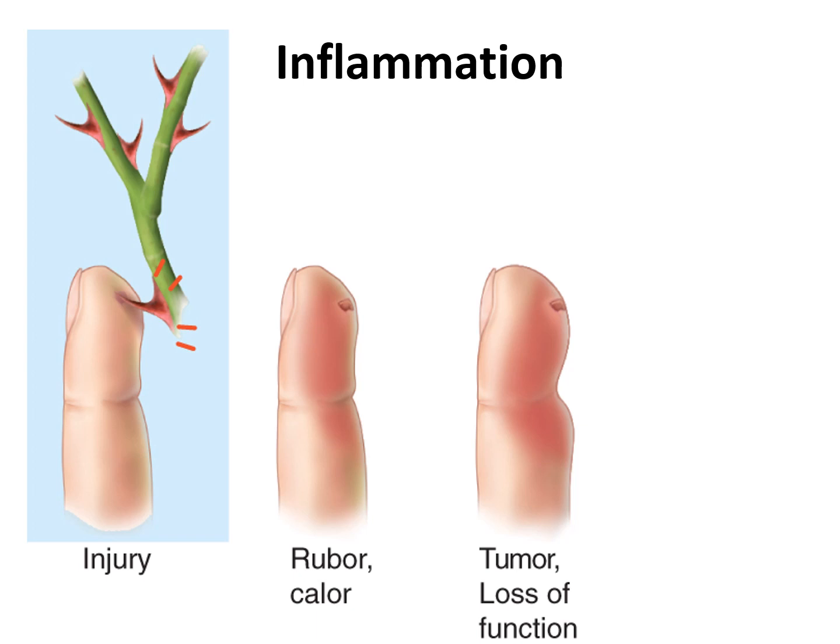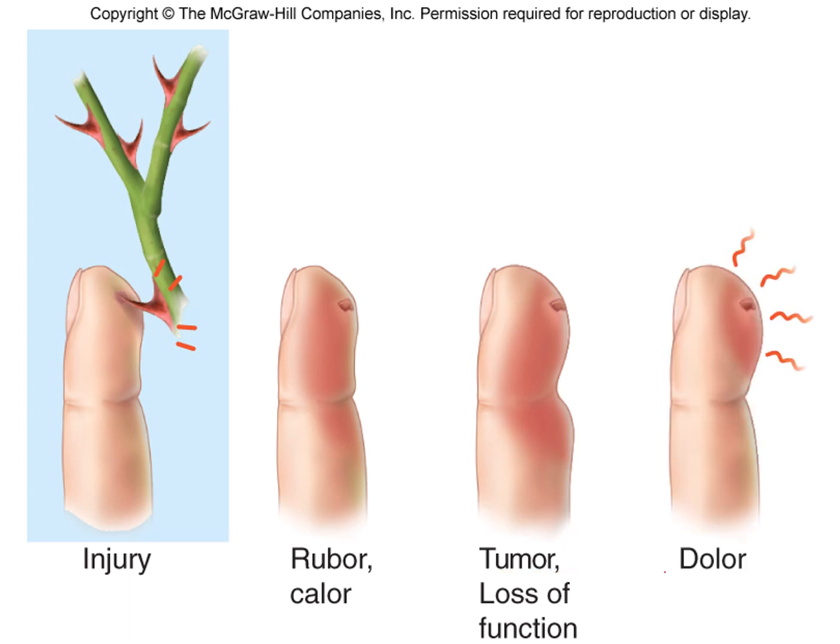The next sign of inflammation is tumor. Tumor means swelling. So that area that is inflamed will begin to swell. And the last sign is dolor, which is pain. So the 4 signs of inflammation, if you are having an inflammatory response, is that the area will turn red, it will be warmer than the other areas of your body, it will swell, and you may have pain.